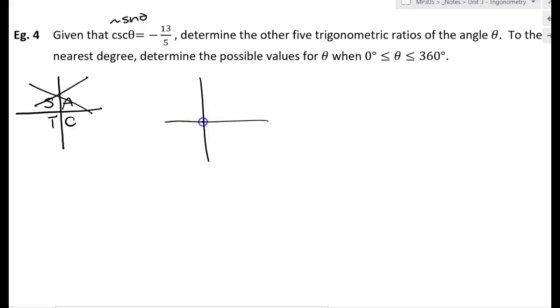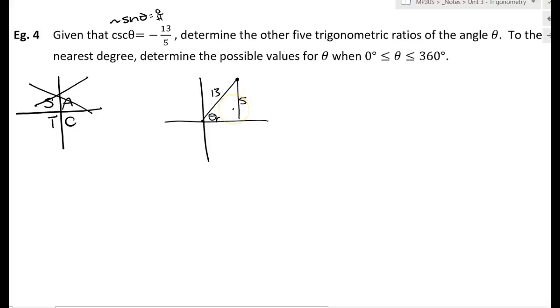So if we're dealing with our reference angle, remember, sine is opposite over hypotenuse, so cosecant is the flipped version, the reciprocal. So it is hypotenuse over opposite, which means that my hypotenuse is 13 and my opposite is 5. This is not actually on the unit circle, okay? But we use our principles from the unit circle to build our understanding.